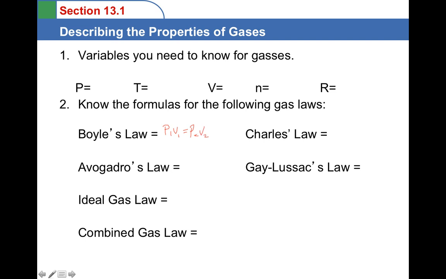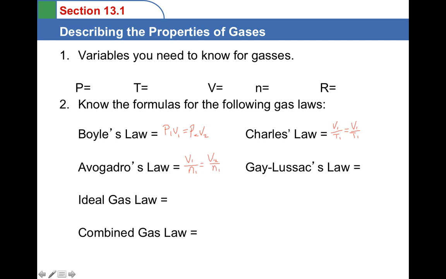Charles's law is relating to volume and temperature. So this is a direct relationship. So volume is going to be on top and temperature is on the bottom. And that's T1. Avogadro's law deals with volume and the number of moles. V again is on the top and N is on the bottom. Ones refer to the initial condition and twos refer to the final condition.